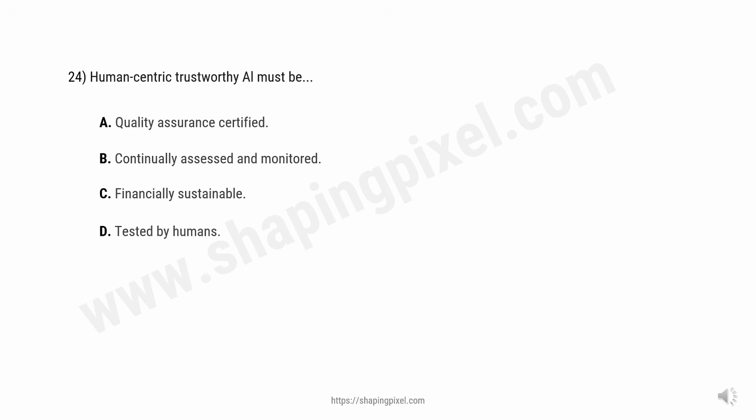Question number 24. Human-centric trustworthy AI must be option A, quality assurance certified. Option B, continually assessed and monitored. Option C, financially sustainable. Option D, tested by humans. And the correct answer is option B, continually assessed and monitored.